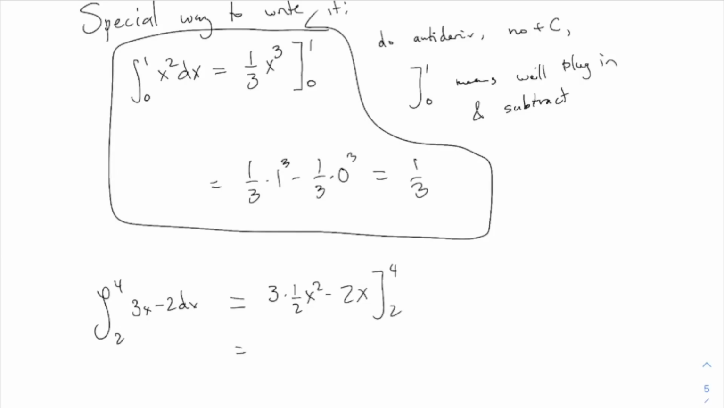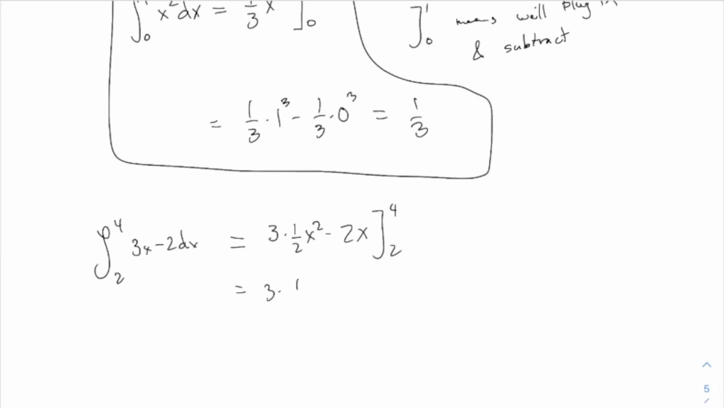So let's do it. 3 times 1/2 times 4 squared minus 2 times 4. There I plugged in 4. Make sure you plug it in everywhere. Everywhere you see x, you replace it with a 4. And then you subtract. You go through the whole thing again. Plug in 2 everywhere. 3 times 1/2 times 2 squared minus 2 times 2. There you go. That's it.